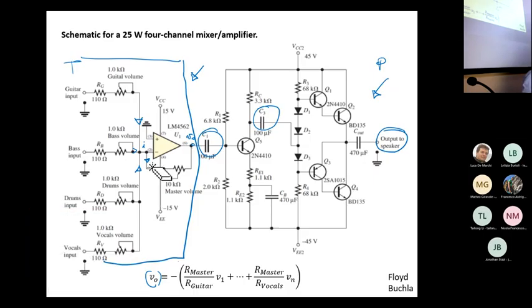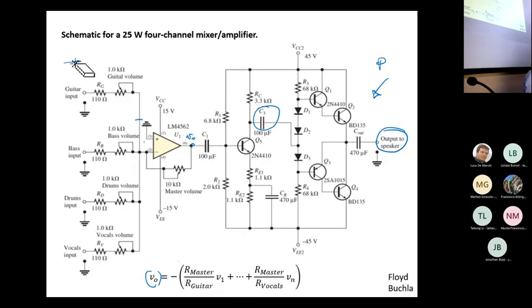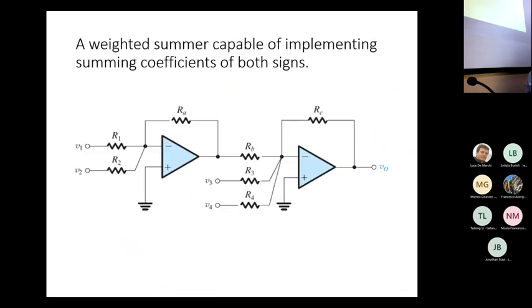Do you have questions? Okay, if not, let's make a short break and then we will see another possible combination of the inverting configuration.